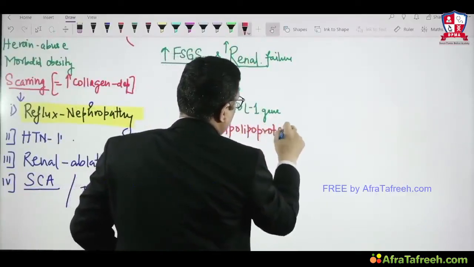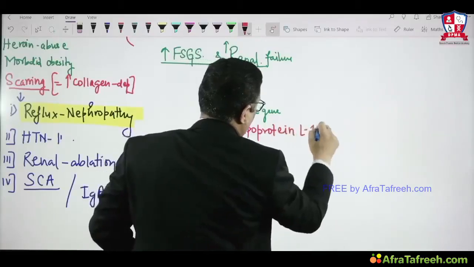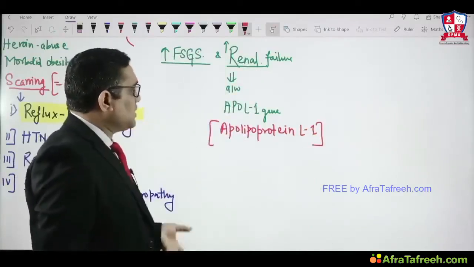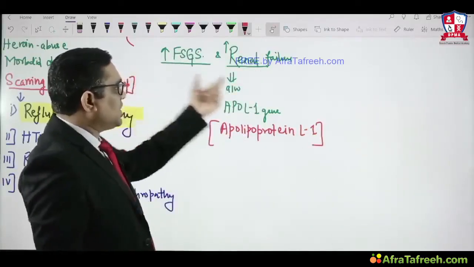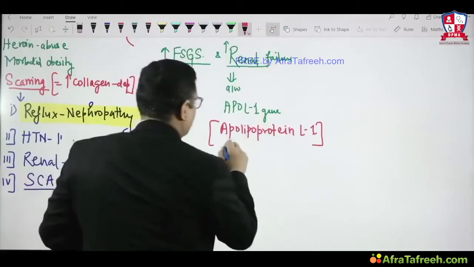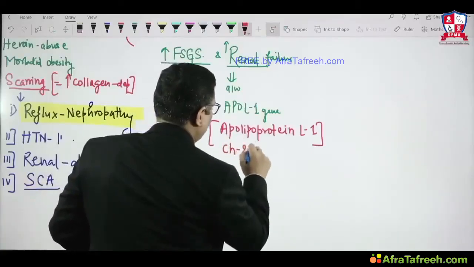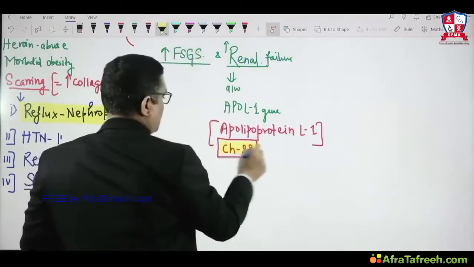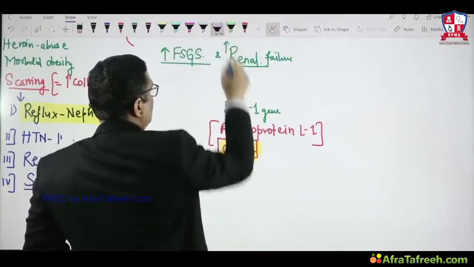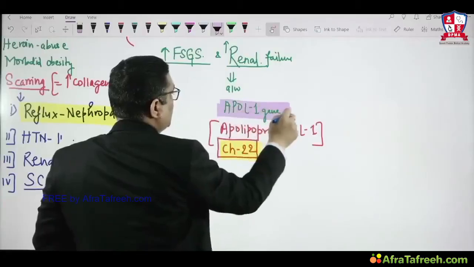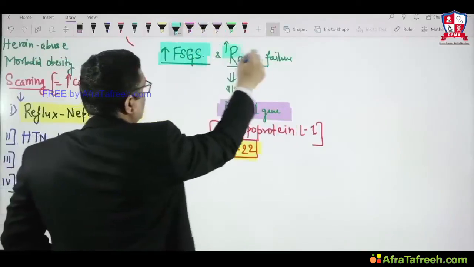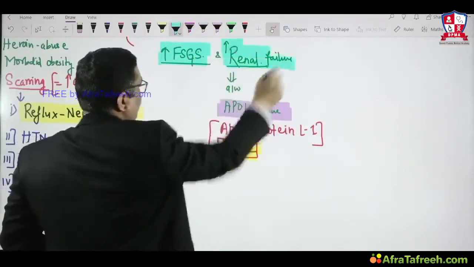Apolipoprotein L1 gene. The apolipoprotein L1 gene is associated with an increased risk of FSGS and renal failure, and this gene is present on chromosome number 22. That is also one important thing we have to keep in mind. Chromosome 22, the ApoL1 gene, is associated with increased risk of FSGS and increased risk of renal failure.